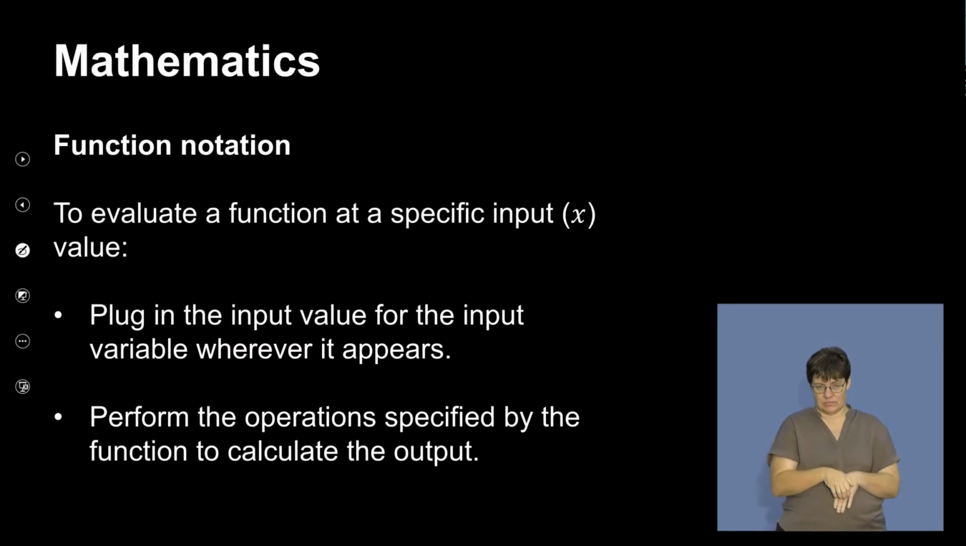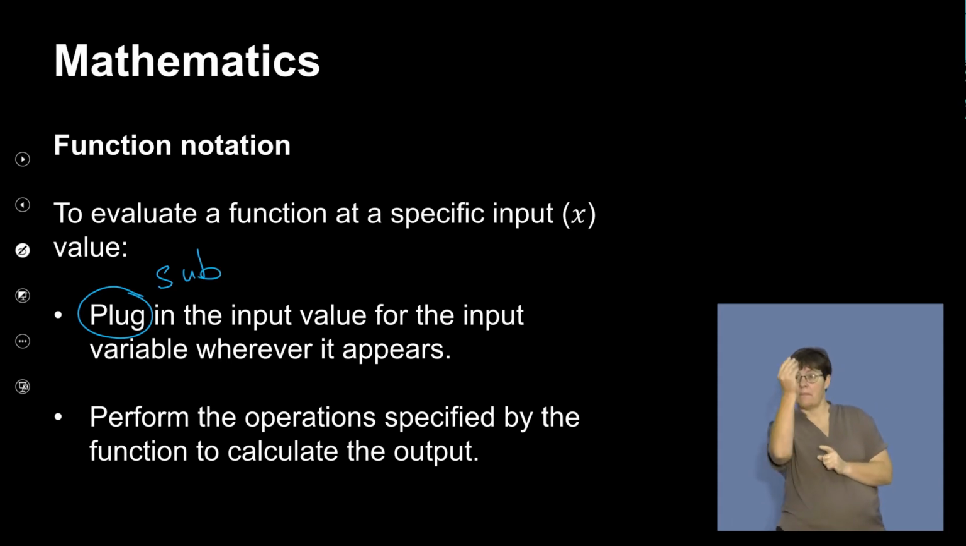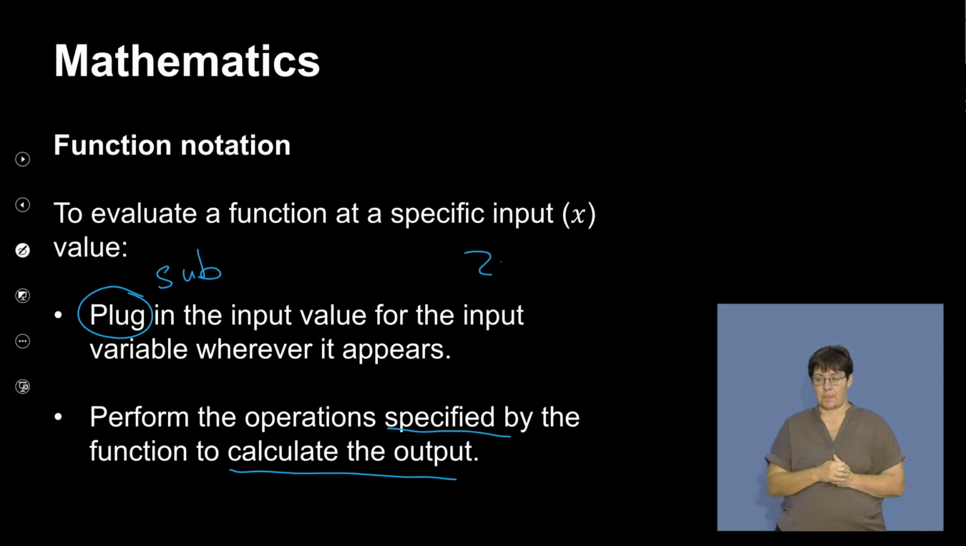Now, to evaluate a function at a specific input value, the first thing you need to do will be to plug in the input value for the input variable wherever it appears. So this simply means that you need to substitute, right? You need to substitute wherever you are seeing the x value. And then you perform the operations that are specified by the function to calculate whatever the output is. So for example, if I gave you the function as 2x plus 1, right?